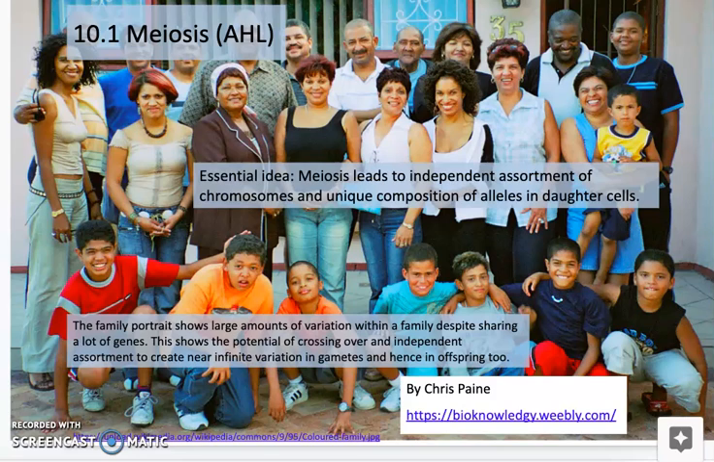Before we start getting into all of the little minute steps of meiosis, let's just go back to that essential idea, which is that genetic variation is increased in meiosis through the independent assortment of chromosomes and unique composition of alleles in daughter cells. So what are the things in meiosis, hopefully you can remember from 3.3, that increase genetic diversity in the gametes? What are the things that increase genetic diversity?